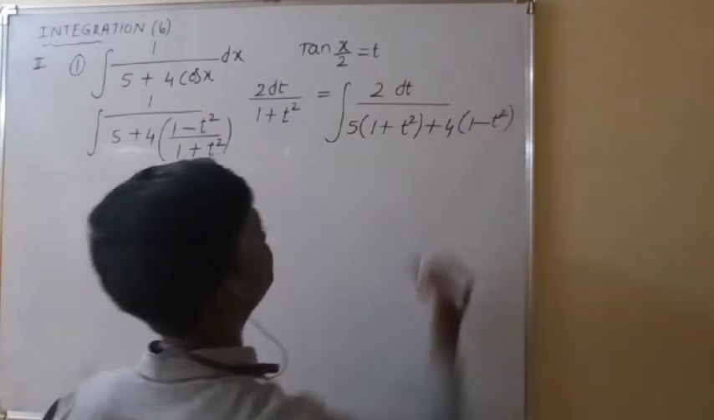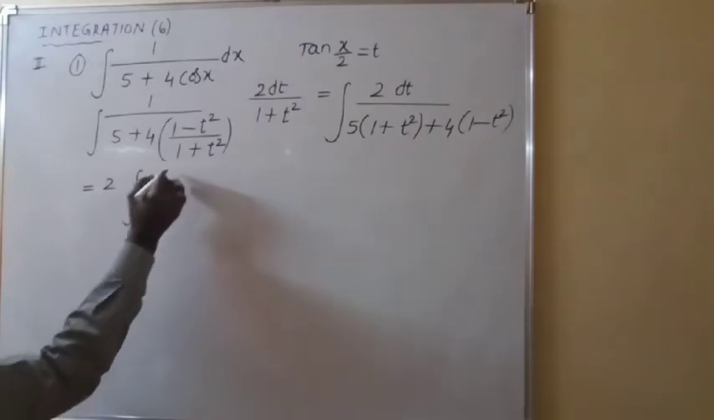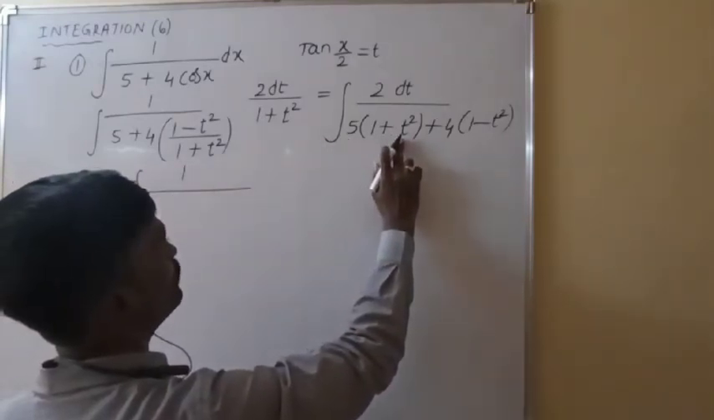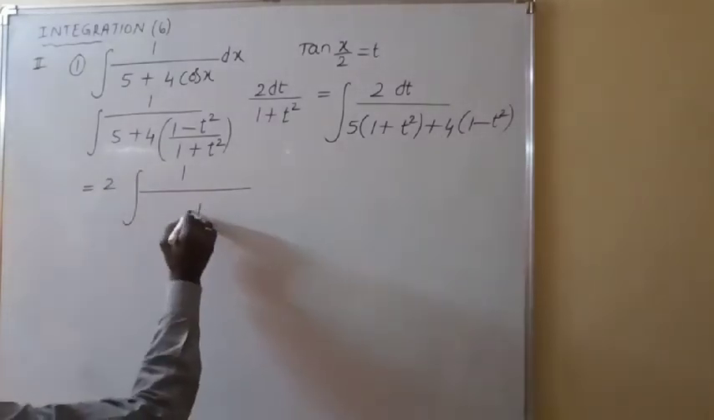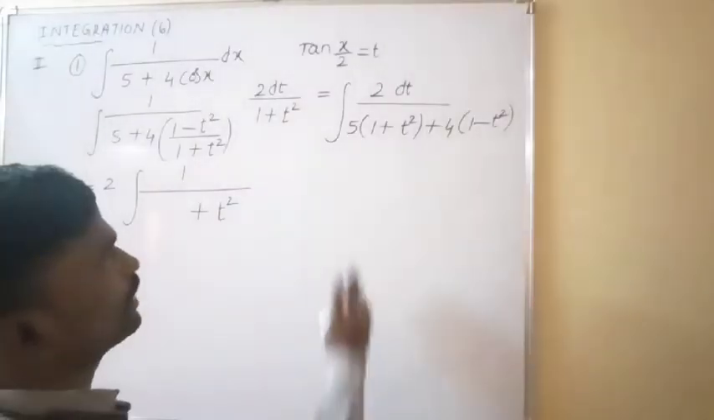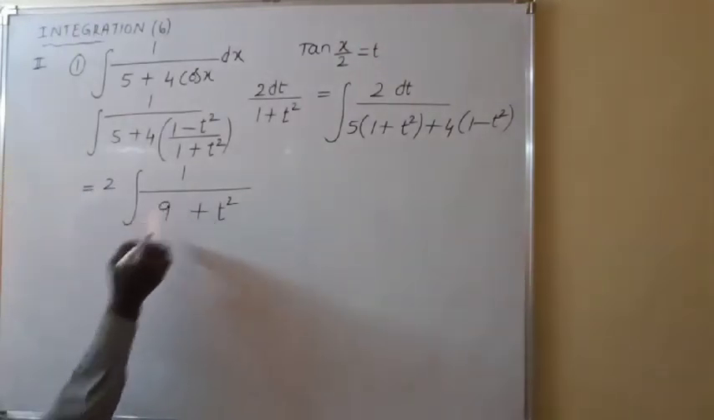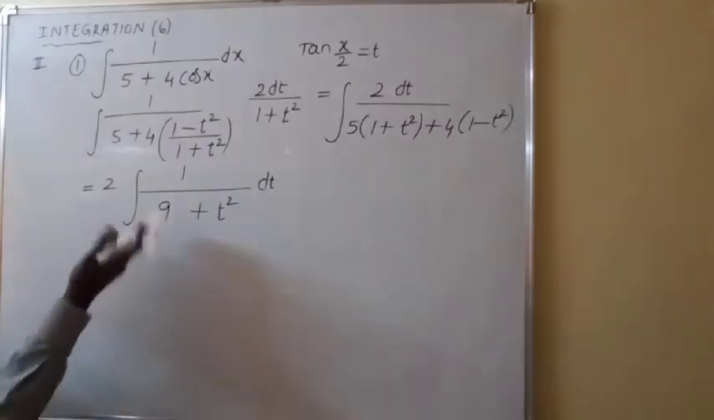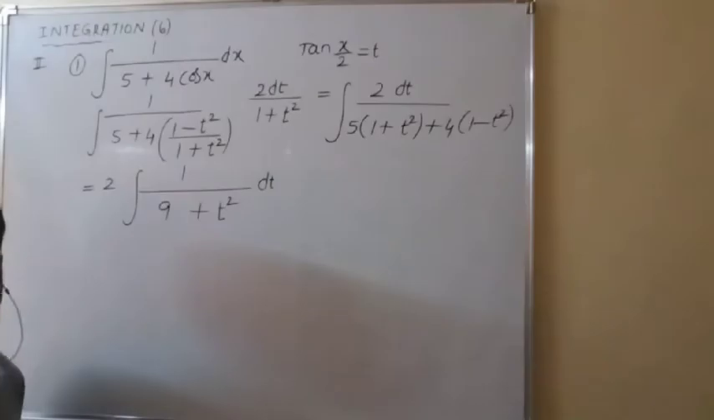Am I correct? So that is equal to 2 into integral 1 upon, 5 into t square, 5t square, 4 into minus t square, minus 4t square. So what will you get? Only t square, since 5t square minus 4t square is t square. 5 into 1 is 5, plus 4 into 1 is 4, 5 plus 4 is 9, into dt. So now it is 1 upon quadratic. You know that method of how to solve.